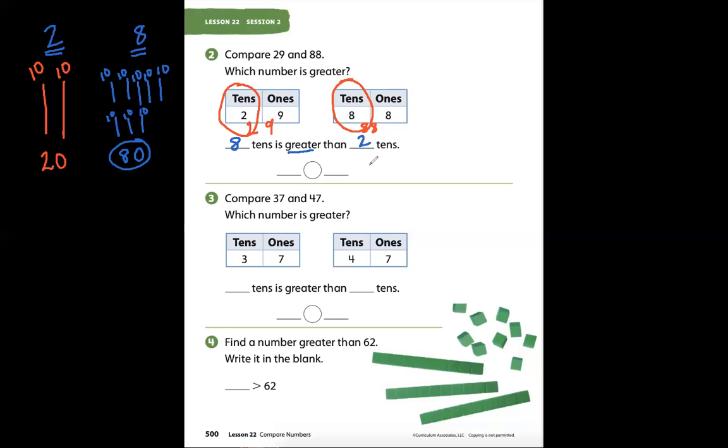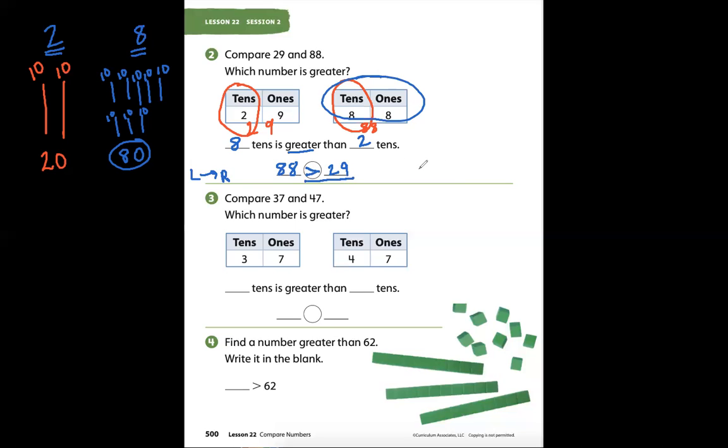2 tens. So if I'm going to write that 8 tens is greater, I'm going to write that whole number, 88. 88 is greater, so it gets 2 dots. 29 is fewer, so it gets 1 dot. Now I'm going to connect those dots. And I read from left to right. So here we have 88 is greater than 29.